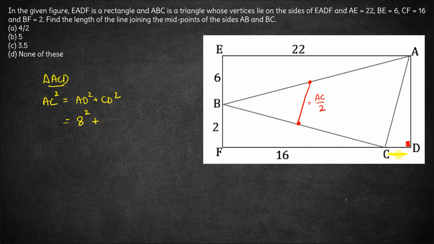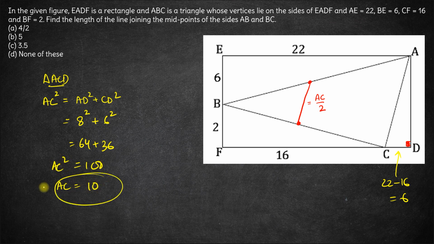What is the length of CD? We know FD is 22, same as AE, out of which FC is 16. So, this here must be 22 minus 16, which is 6. So, CD is 6, and CD square is 6 square. So, this is 64 plus 36, which is 100. So, AC square is 100, that means AC is the square root of 100, which is 10. Hence the length of the line joining the midpoints will be 10 by 2, which is 5 units. So, the correct answer here is option B. Thank you.